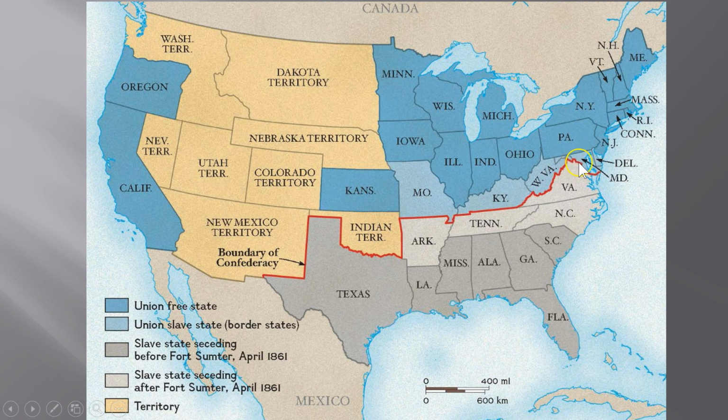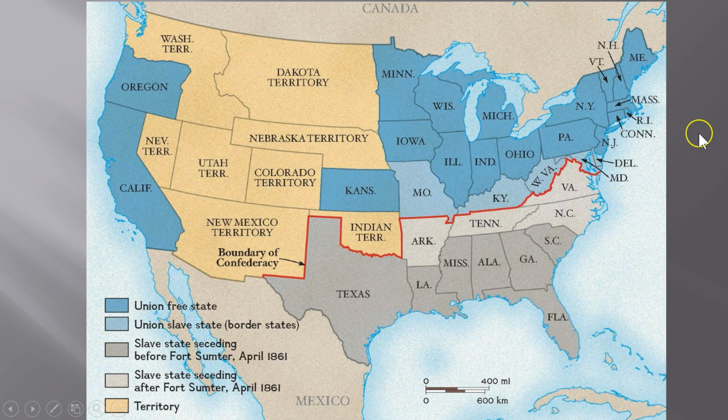Especially Maryland is essential because the capital of Washington, D.C. is sitting right here. And if the federal capital is surrounded by Confederate states, that's kind of a big problem. So Maryland was something that had to be immediately occupied and controlled because there were a lot of people in Maryland who supported the Confederacy.